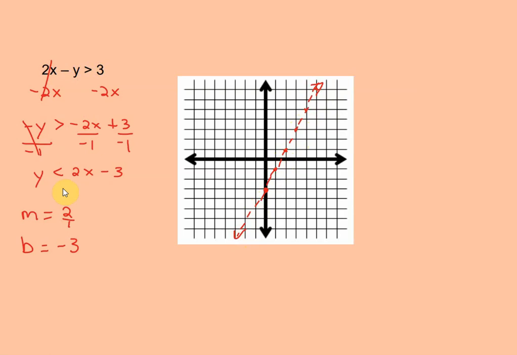Okay, now again, we look at it when it's in slope-intercept form, not the original form of the equation, in order to see which side of the line we shade on. And this is less than, so that means we're going to shade below the line, under the line. All right, so this is the side that's shaded. Like that.